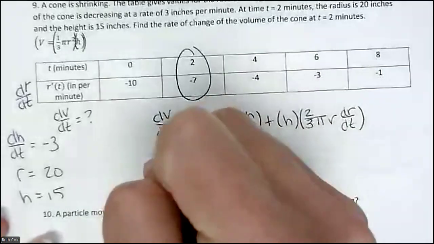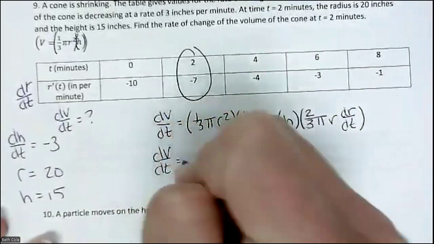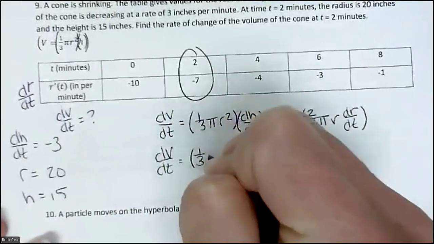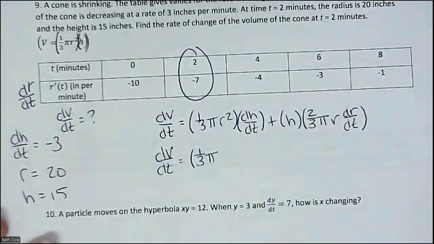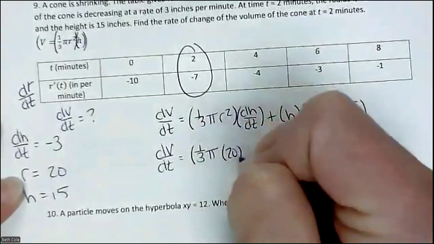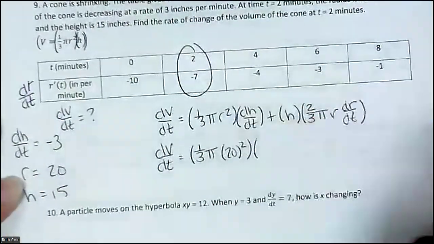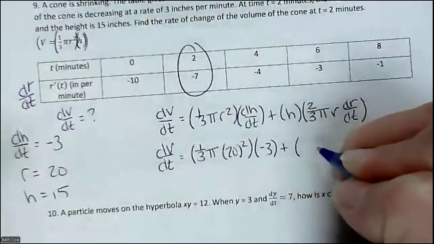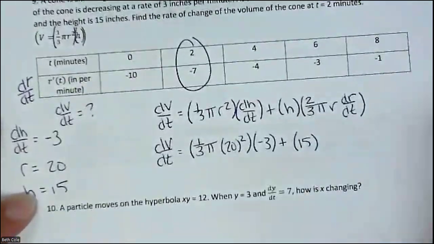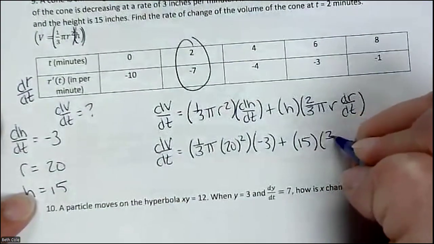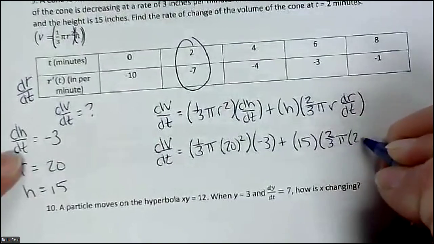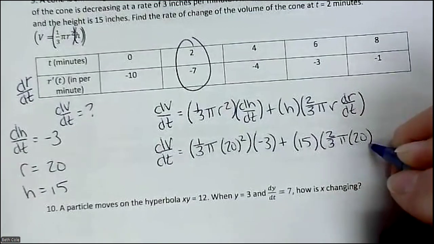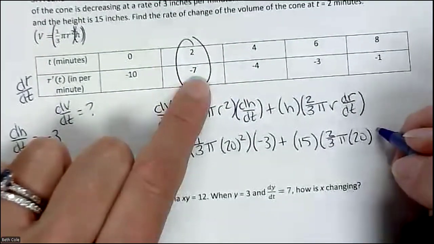Now we're going to plug stuff in. So dV/dt equals 1/3 pi. Do we have r? There's a 20. So I think we have everything here, don't we? 20 squared. dh/dt is -3. Height is 15. 2/3 pi times 20. And then dr/dt is -7.